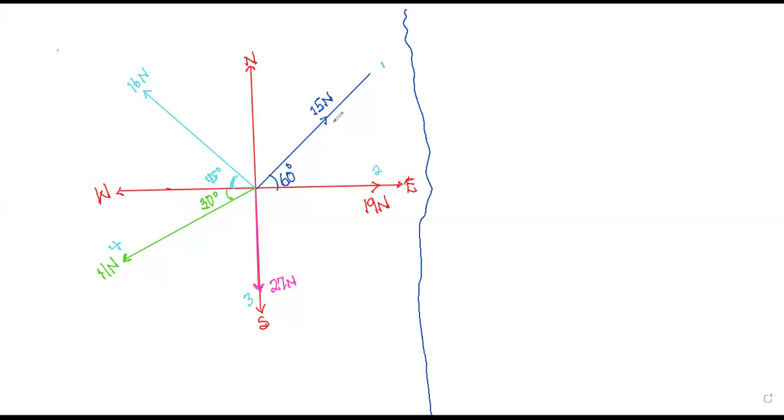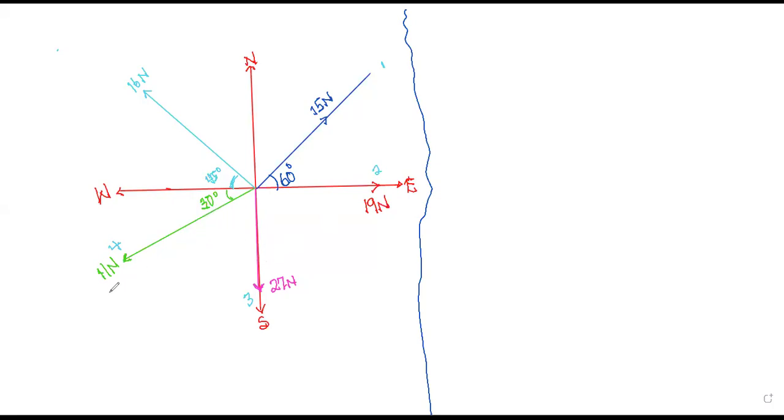So we have F1 is 15 Newton. It makes an angle of 60 degrees with the X, meaning 30 degrees with the Y. We have the second force, which is 19 Newton, making an angle of 0 degree with the east or X, and 90 with the Y. Then the next force, 27 Newton, making an angle of 0 with the negative X or the south, an angle of 180 with the north or positive Y.